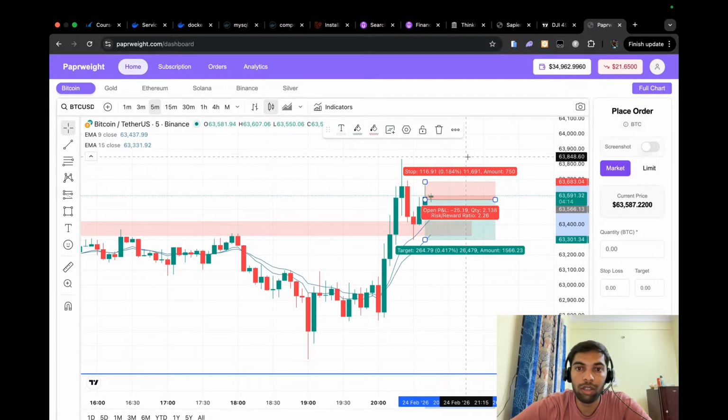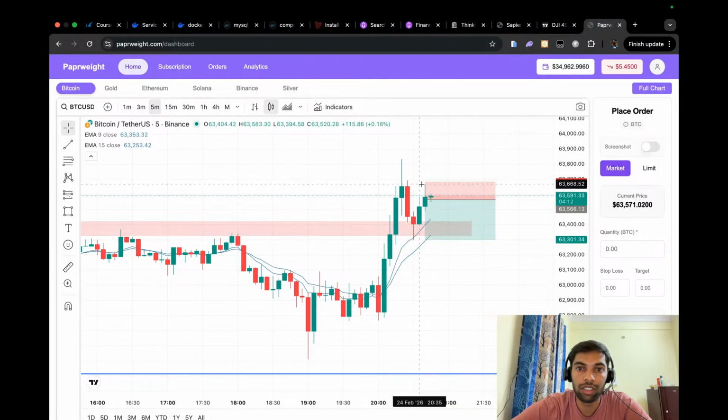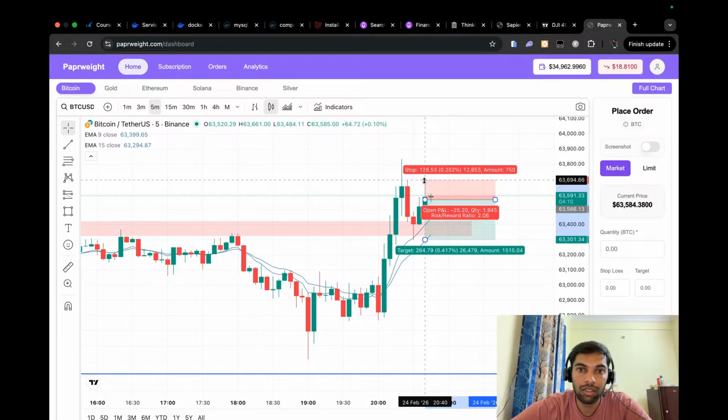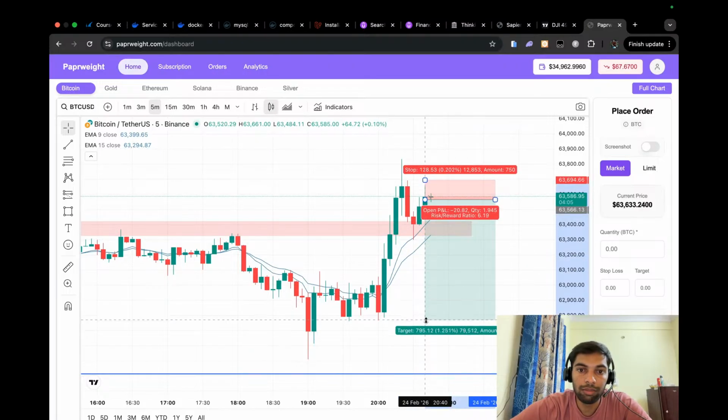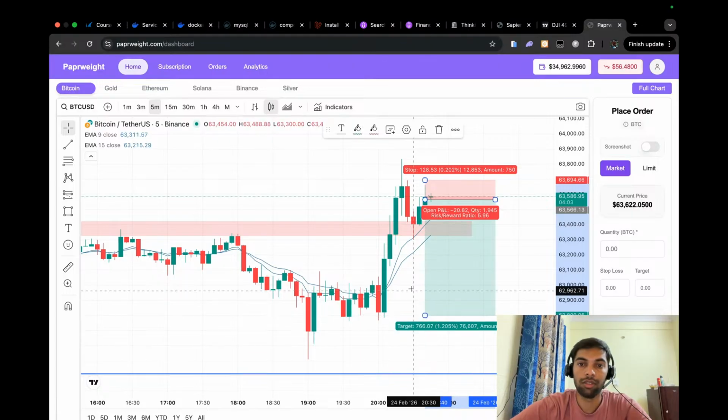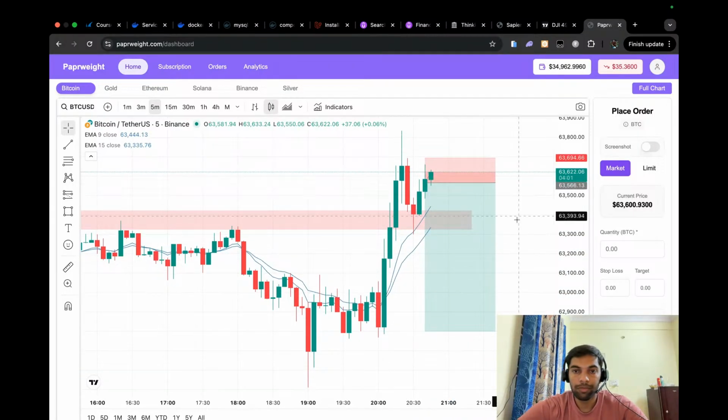Stop loss is very small, 116 points only, just the high of this candle, 128 points. And my target is quite big. So let's see.